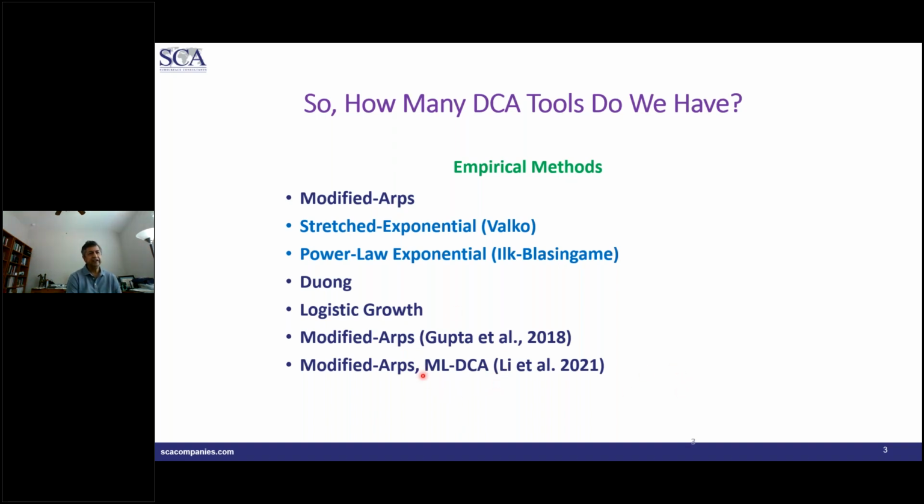And lately there has been machine learning. That's what ML stands for. People have offered modification of Arps method to account for that, and I will briefly introduce you to Gupta et al. methodology.